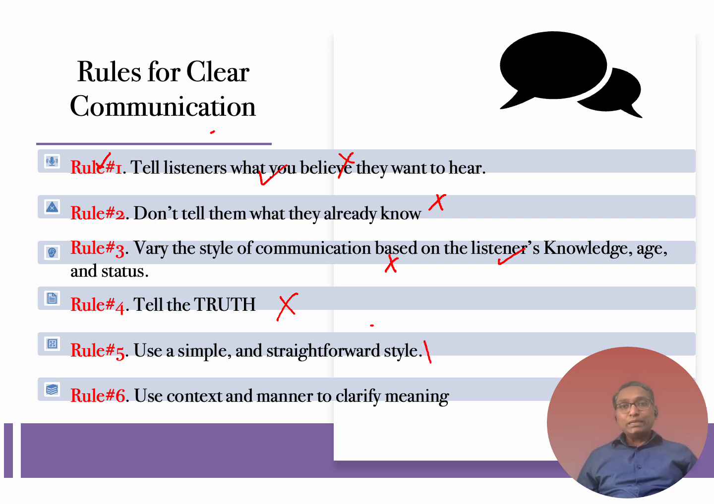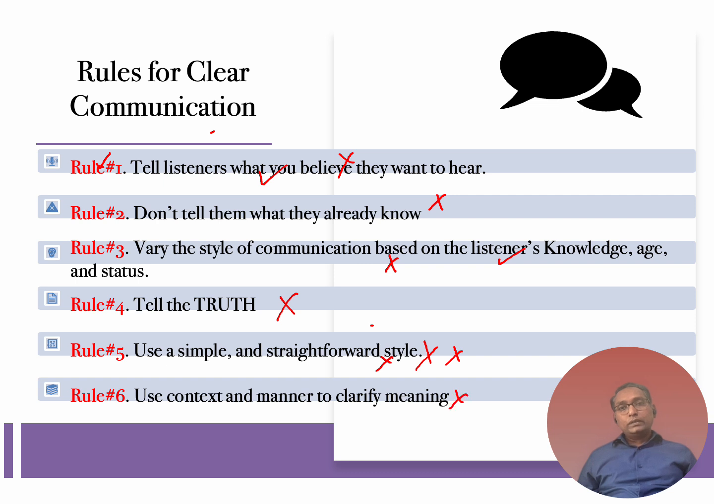Then use a simple and straightforward style of communication. This is where I was talking about bureaucracy and complex language versus simple language. Critical thinking is not about showing your verbal capacity to create complex sentences and using complex connectors. Critical thinking is about using simple language to convey ideas in a very simple fashion.